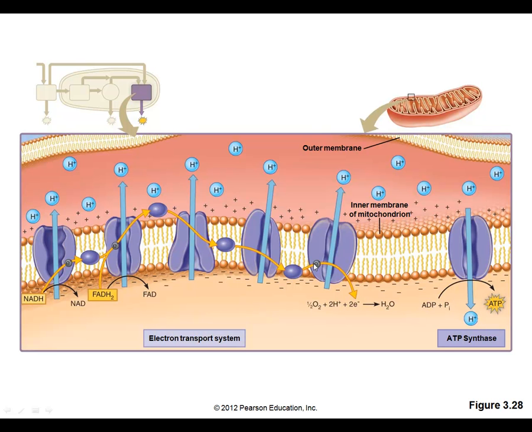What happens to the electrons? They're going to unite themselves with oxygen, and the oxygen is going to unite itself with some of the hydrogen ions that are coming in, and therefore you are making water.